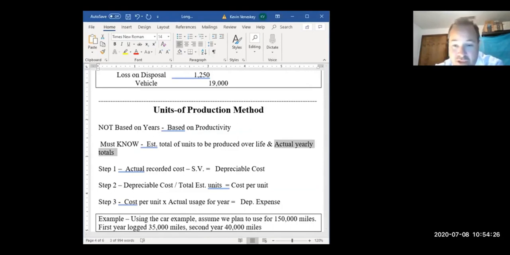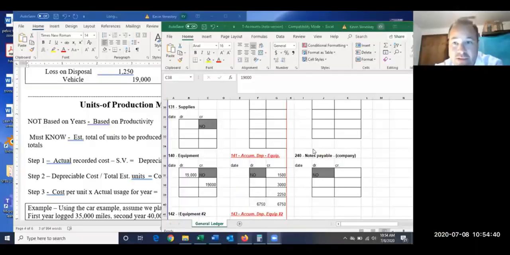I do apologize, I just remembered that I don't have my screen share for the full screen. I'm going to go ahead and update my screen share. This is what I had for the equipment on my T accounts. I think you could have probably figured out what I was doing, but I just wanted to show that here because I didn't have that up before when I thought I did.